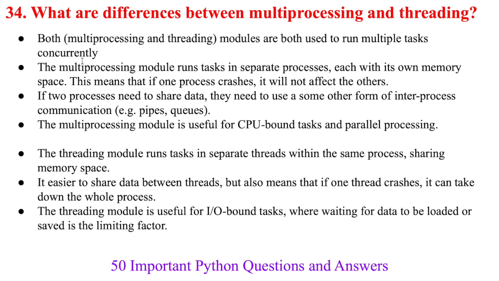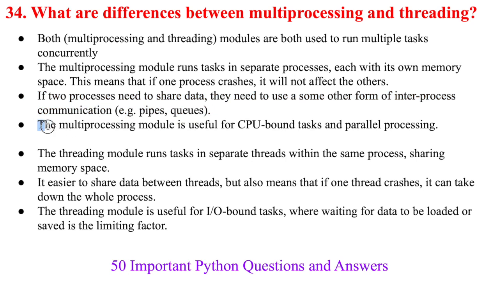However, they differ in the way they achieve concurrency and manage resources. Multiprocessing uses separate processes to run tasks, with each process having its own memory space. This means that if one process crashes, it will not affect the other processes. However, if two processes need to share data, they need to use inter-process communication methods like pipes, queues, shared memory, and other things.